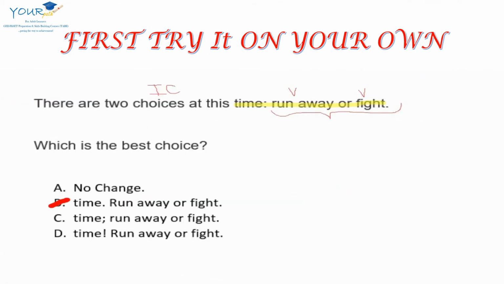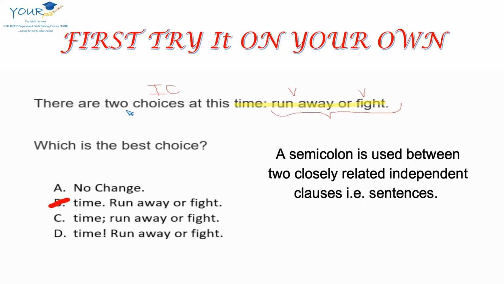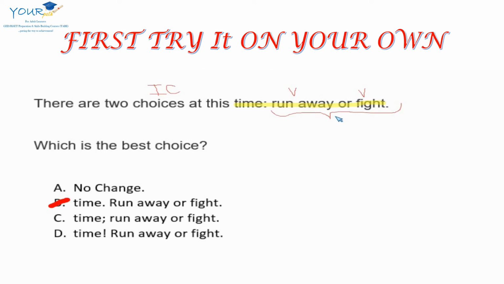So now we're going to look at option C. We have time, semicolon, run away, or fight. So in this case, if we were to put a semicolon here, again, this would not work because we still have this fragment, which is not an independent clause, to stand by itself.